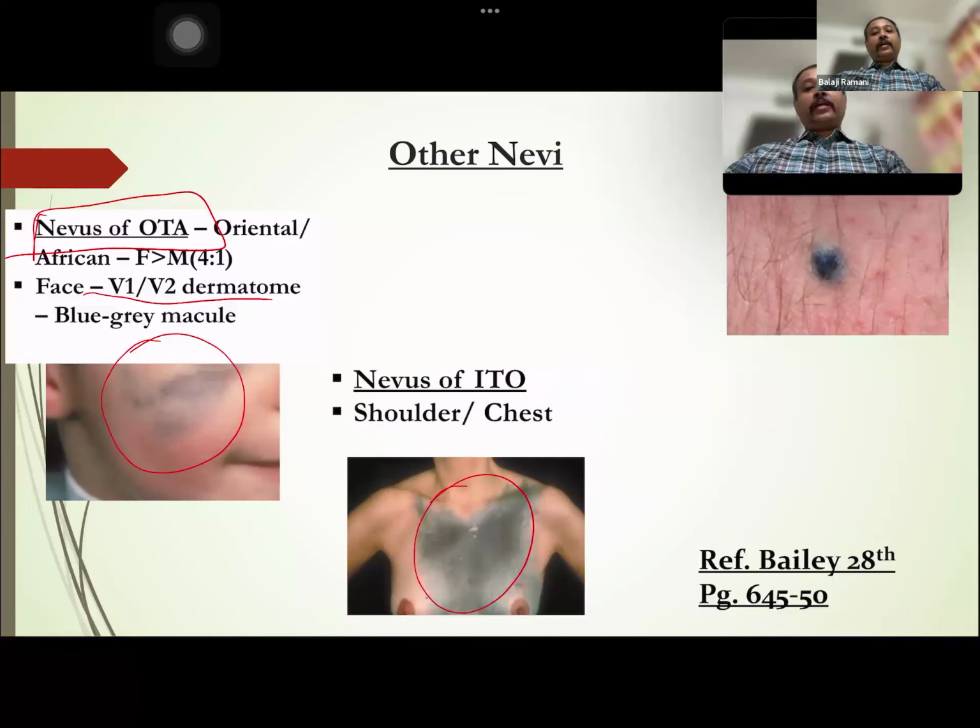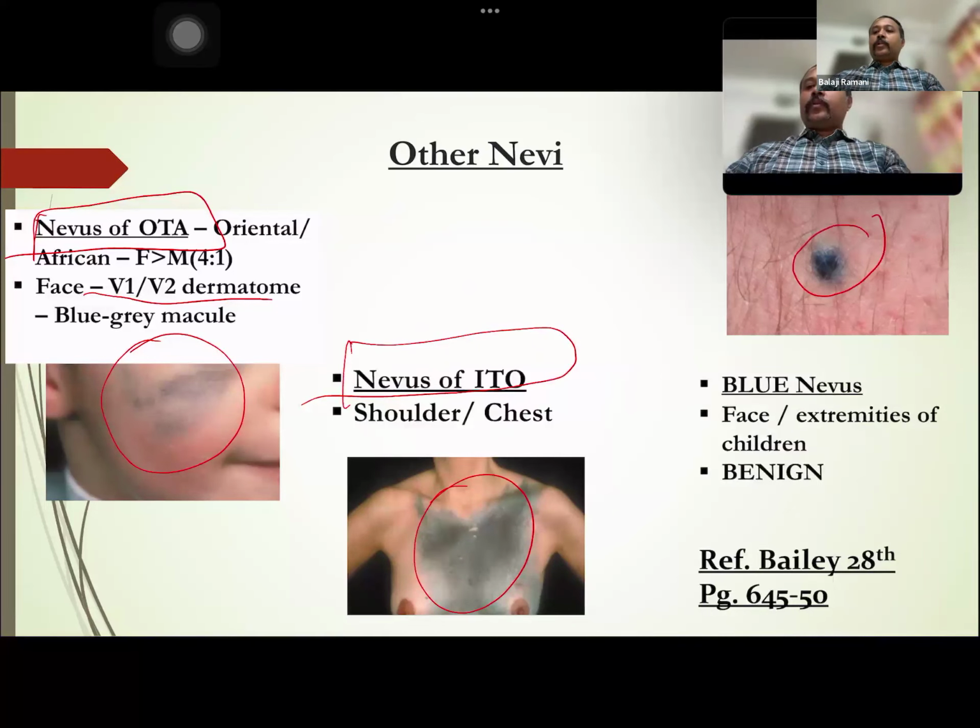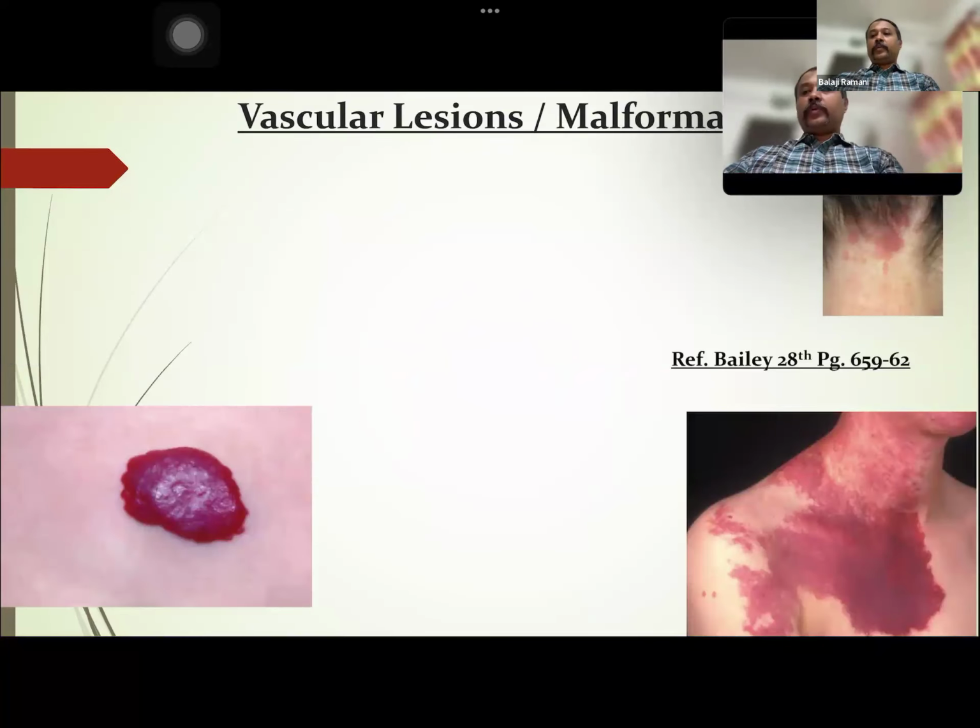In the same exam, they asked about the nevus of Ito as well, where similar bluish gray macules are present in the shoulder or in the chest region. That is known as your nevus of Ito. Now, this is your classical blue nevus. This blue nevus happens again in the face and extremities of children. This is a very benign lesion. The problem with blue nevus is that both on histology and on clinical appearance it can resemble a melanoma, and that is the only reason why we need to differentiate between the two.